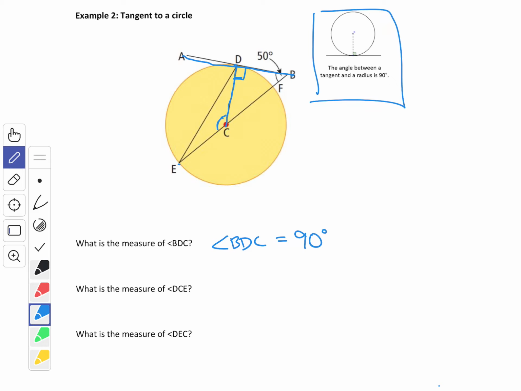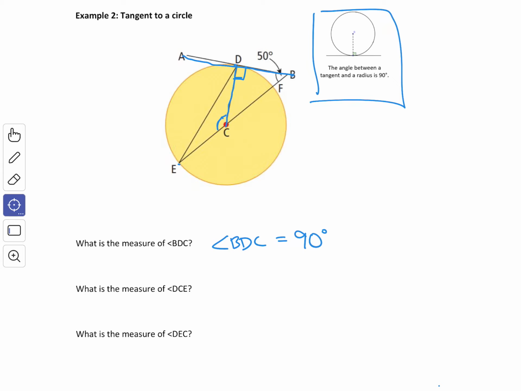Next one, it says, what is the measure of DCE? So this big angle right here. We can't really tell. This one doesn't involve a tangent line, so we're not going to use this property, but we're going to use everything else we know about circles, angles, and triangles. What we know already is that this angle formed from the EB line is a straight line, so this whole thing must be 180 degrees. But it's asking us only for part of that. So let's see if we can find out what this is to help us find this angle.